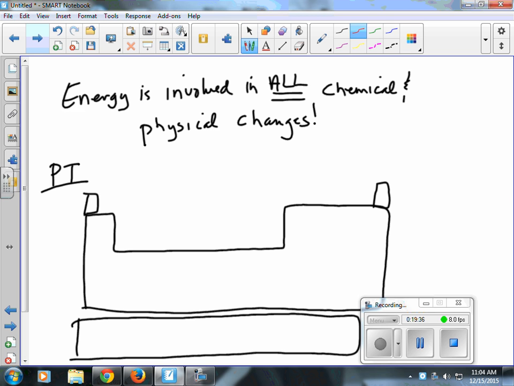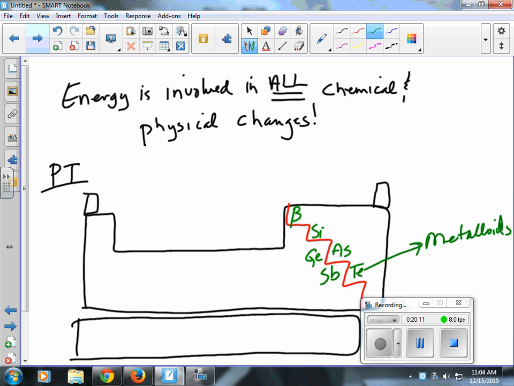Okay. This is a very ugly drawing, and it's going to get messed up, I'm sure. But you got that red stair step line, right? Remember it? Okay. The elements: boron, silicon, germanium, arsenic, antimony and tellurium. These guys are called metalloids. And remember, they have properties intermediate between metals and nonmetals. And we looked at some samples of them.